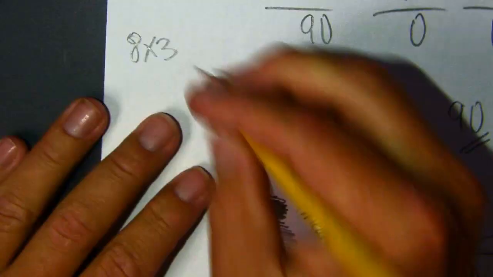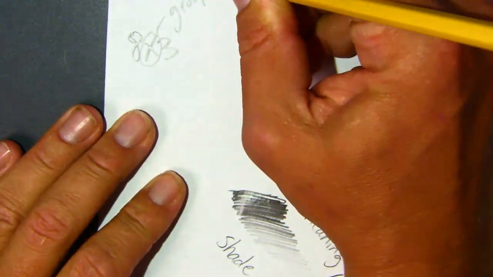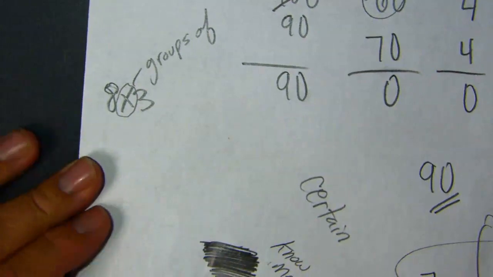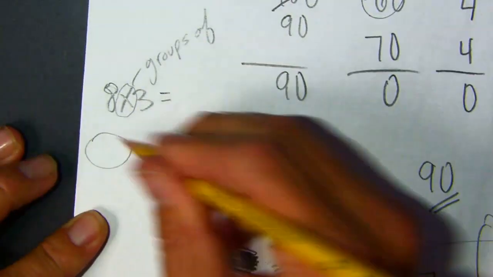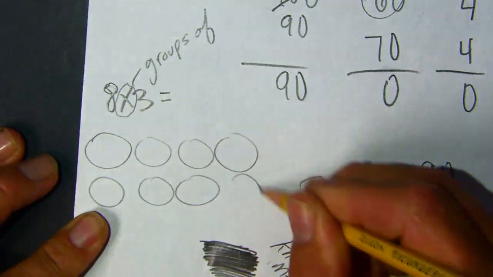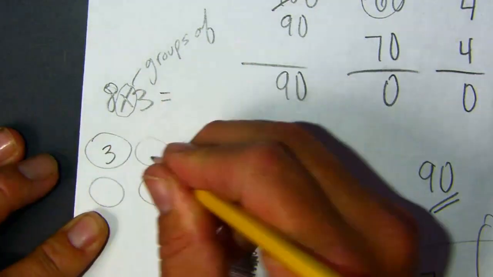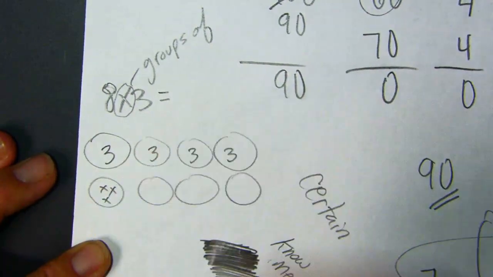Okay, 8 times 3. One of the things that I tell my class is the multiplication sign. Think of groups of 8 groups of 3. 8 groups of 3. Okay? So 1, 2, 3, 4, 5, 6, 7, 8. That's 8 groups. 8 groups of what? 3. Now you could put 3 X's in it like that.